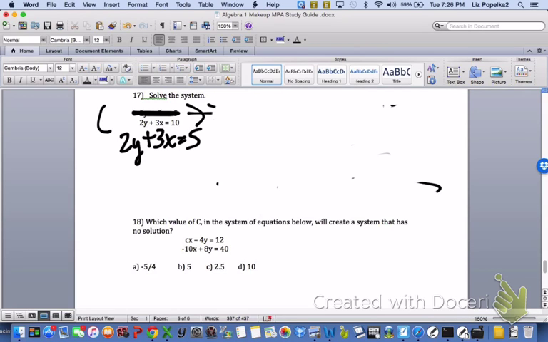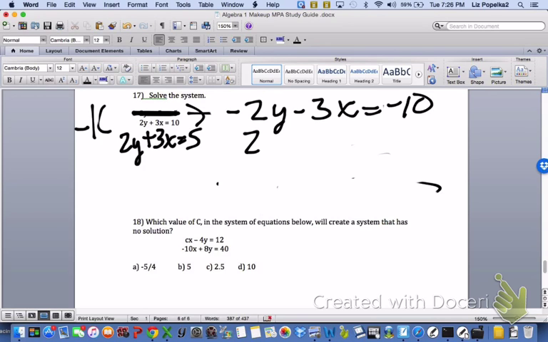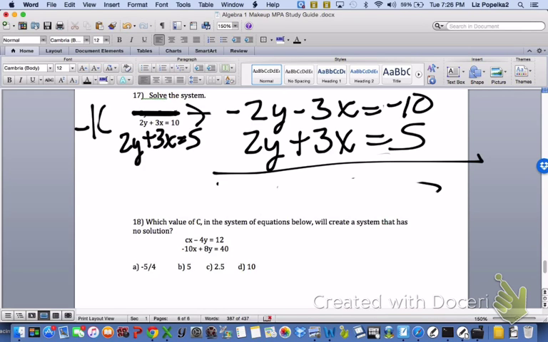Doesn't matter which one. I'm just going to choose the top, just because, and multiply it by negative 1. Multiply everything straight across by negative 1. So I've got negative 2y minus 3x is equal to negative 10. Then here we've got 2y plus 3x is equal to 5.